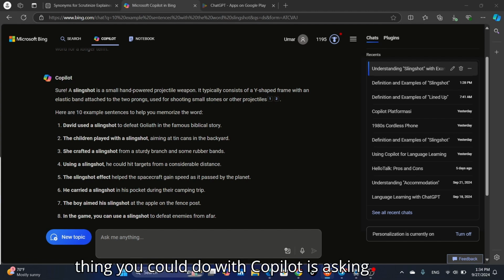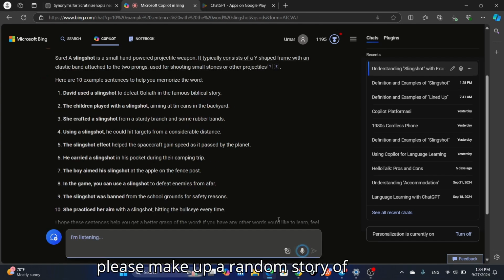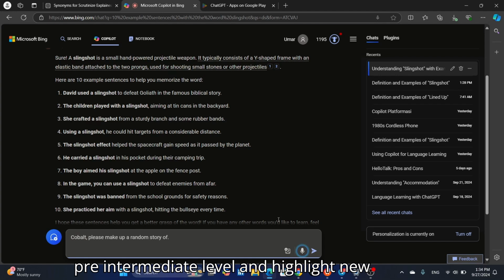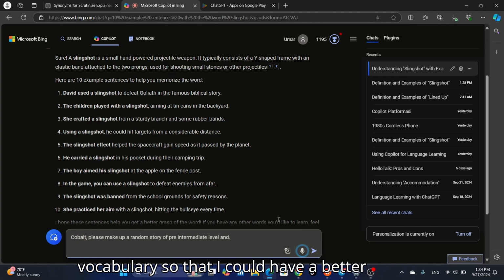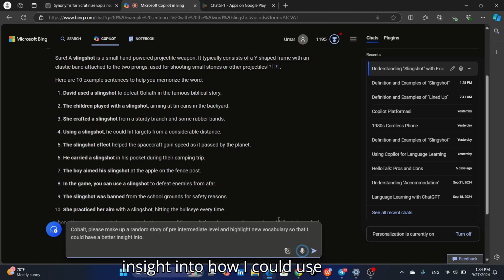The next thing you could do with Copilot is asking it to make a story that would match up with your language level. Copilot, please make up a random story of pre-intermediate level and highlight new vocabulary so that I could have a better insight into how I could use certain words and also improve my reading comprehension.